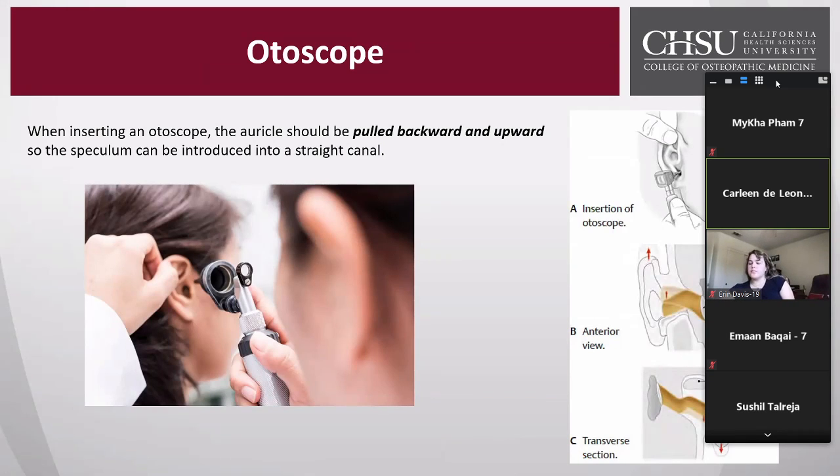And otoscope, I'm assuming you would go through this in your clinical skills lab, but have you done it already, or? Oh, okay. So then you guys know that you need to pull the ear upward and outward.